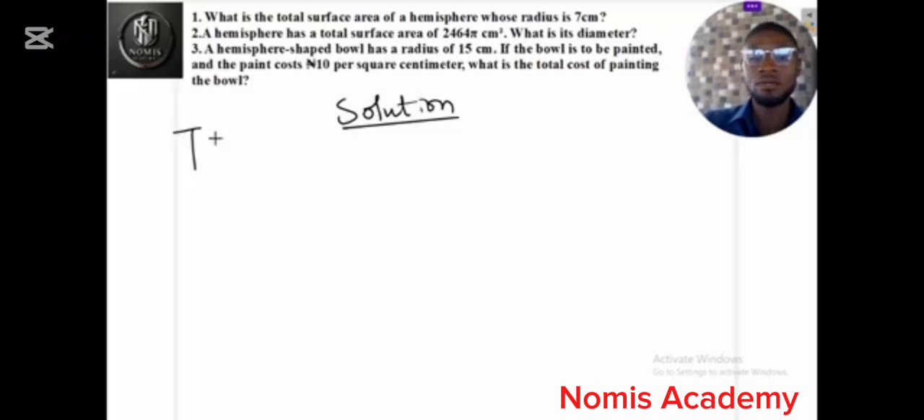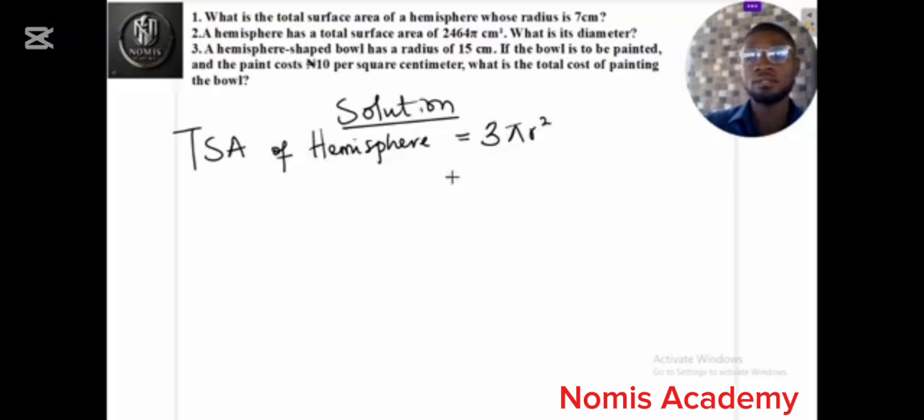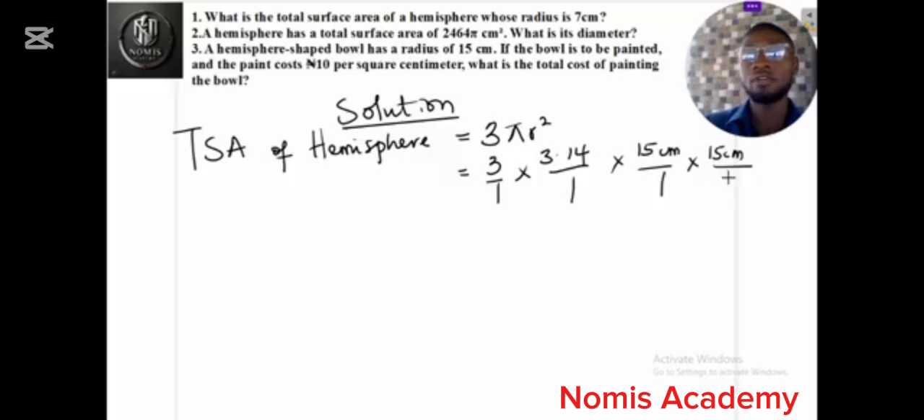So total surface area of a hemisphere, we know it to be 3 pi r squared. So the radius has been given to us. That will be 3 over 1 multiplied by 3.14 over 1 multiplied by 15 centimeter over 1 multiplied by 15 centimeter. Since we have radius squared.